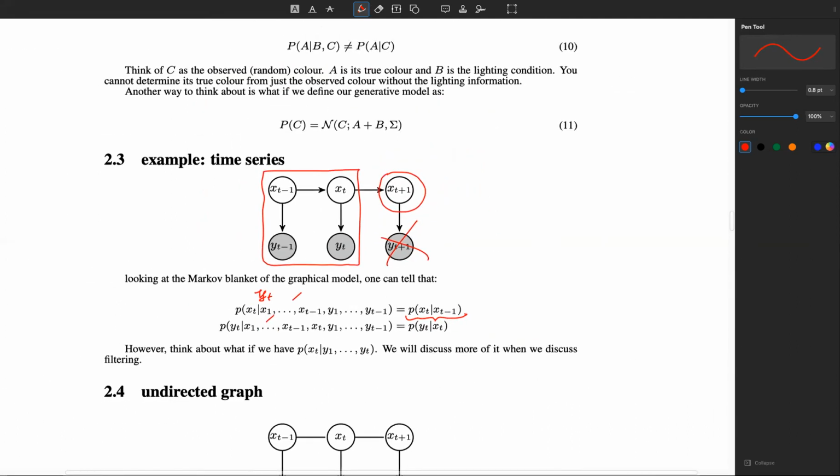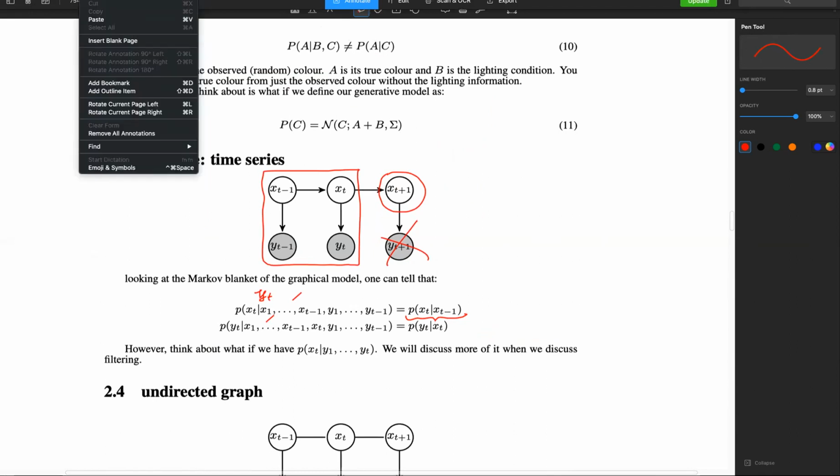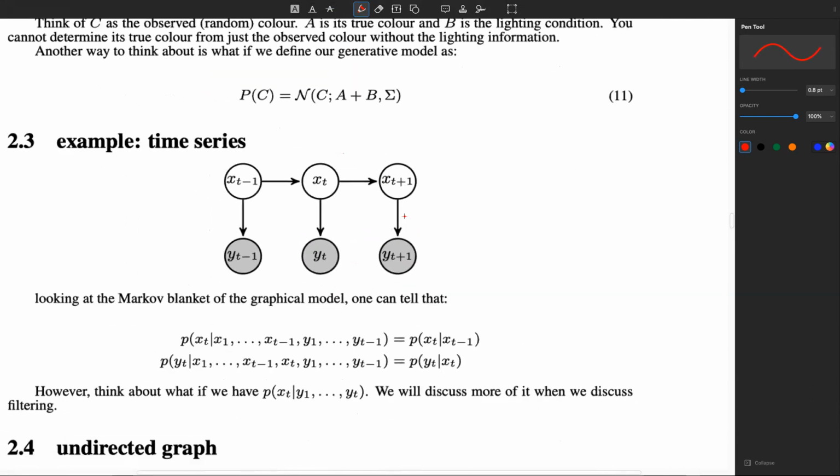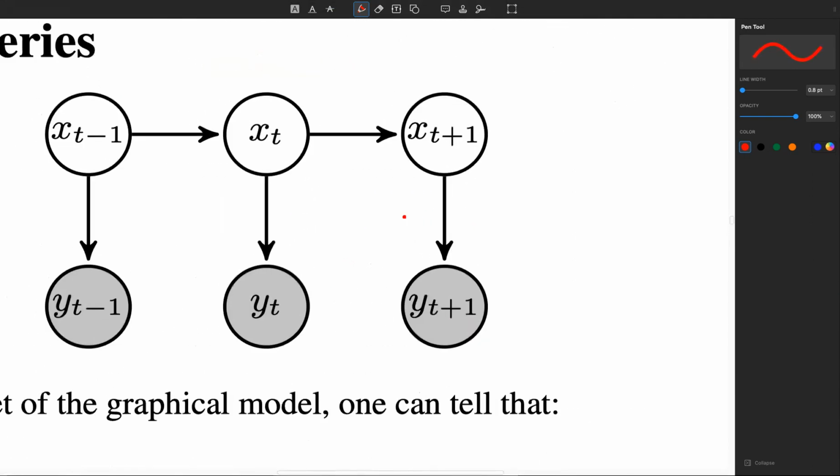Just out of curiosity, what are we interested in computing? If you are given a model like this, what do you think is the most important, the most interesting part that you are interested in computing? We will talk about this later. We'll talk about filtering. I want to spend a couple of hours talking about filtering.